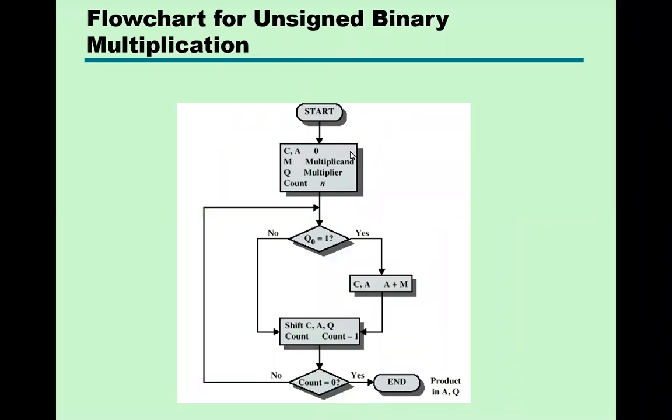Here we have seen mainly these different variables. Initially, we initialize A equal to 0. C is a carry bit. M is the multiplicand. Q is the multiplier, and then the count. If 4 bits are there, the count would be 4. If 5 bits are there, the count would be 5. How many bits there will be just depends upon the number.